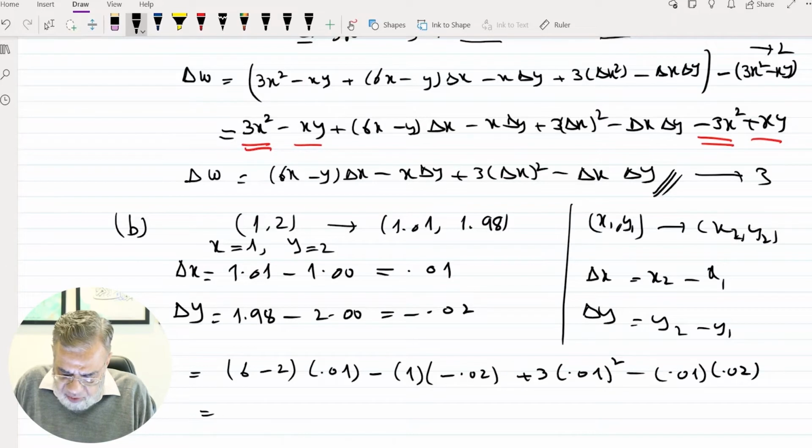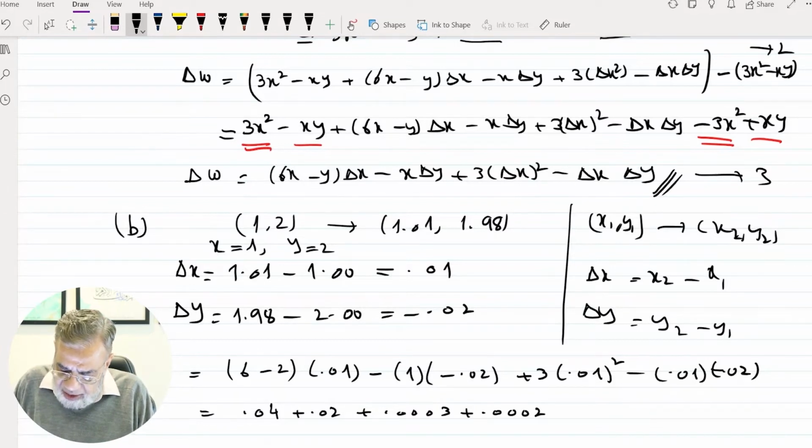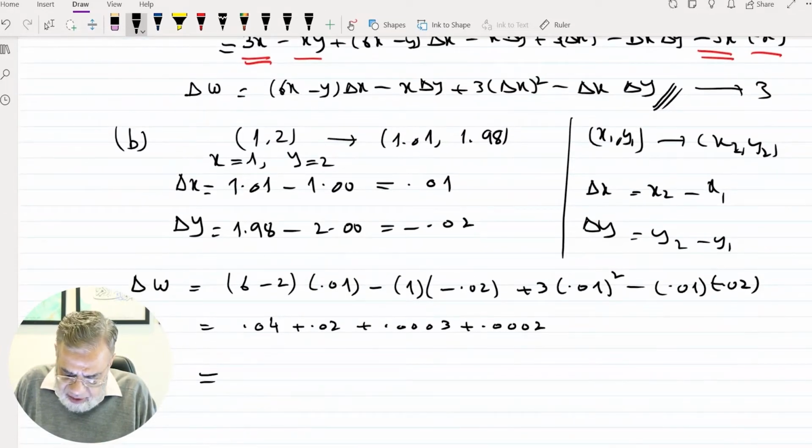So I simplify this one. We have here 4 multiplied by 0.01 is 0.04. Minus minus plus, we get 0.02. Then we get here 0.01 squared, 4 decimal places, 3, then we plus 0.0003. Then this minus and this minus become plus. We get 0.0002. So this is what we get here. Now we add this one. We're adding this, this is 0.06. Then we're having here 0 and then we're having 5. And that's my exact value of delta W when my x, y is changing from 1 to 1.01 and 1.98.